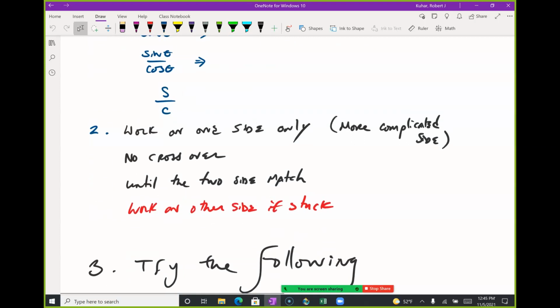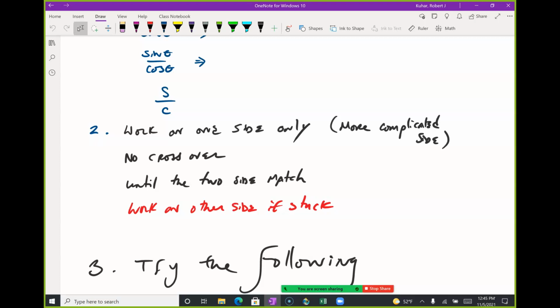We're going to work on one side only, and this is kind of a stupid rule of this game, but it's fine. Usually when we have an equation, we can move something from one side to the other, or add something to both sides, or cross multiply. In this game, we don't want to do any of those things. We want to work on one side as if that's all we had. And typically you'll work on the more complicated side. So no crossing over, right?